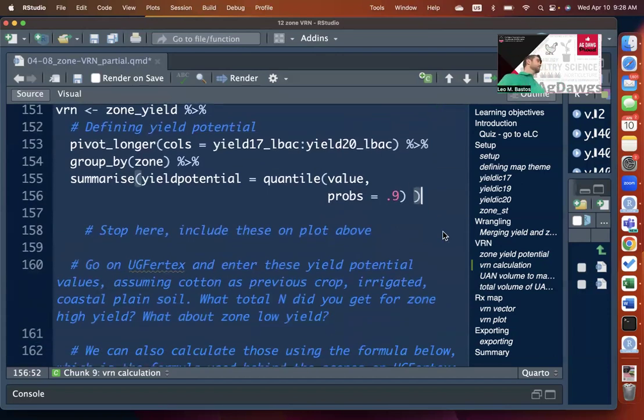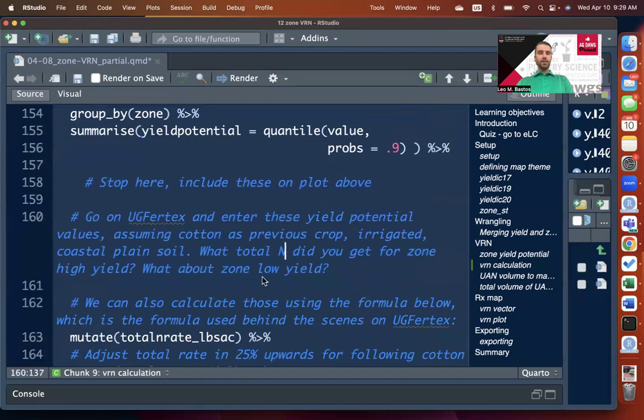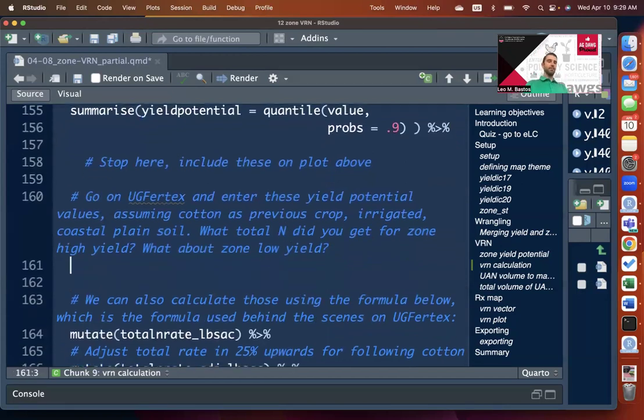All right, so we have the yield potential, right? And that was one of the most important pieces of information that we needed on that UGA FERTEX to come up with the recommendation. So let's go ahead and add a pipe here. Our next step is going to be to actually use this yield potential and figure out what would be the nitrogen rate that we should apply here. So I have a note here for us to go on UG FERTEX, enter these yield potential values, assuming cotton as a previous crop, irrigated, coastal plain soil.